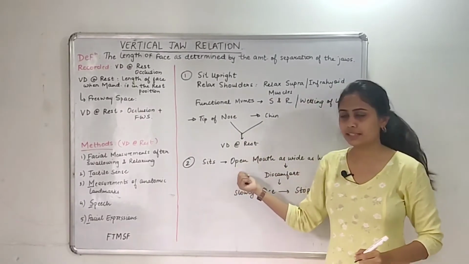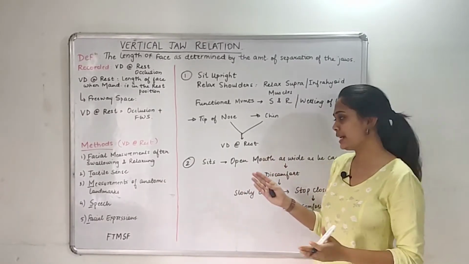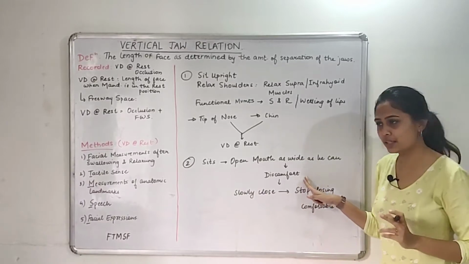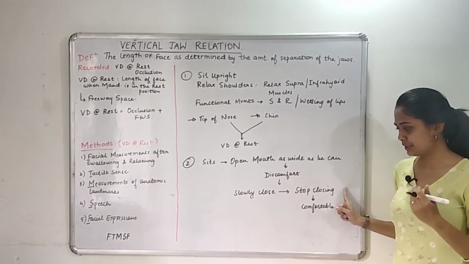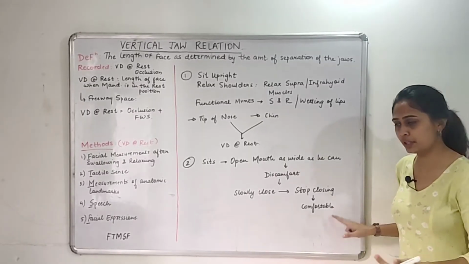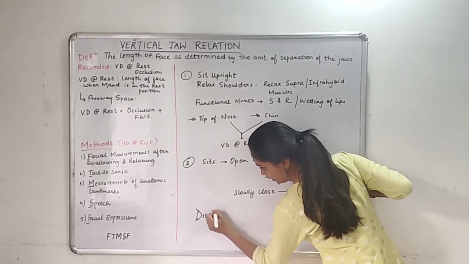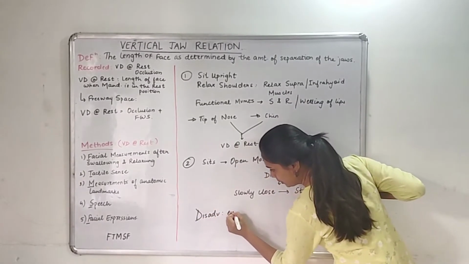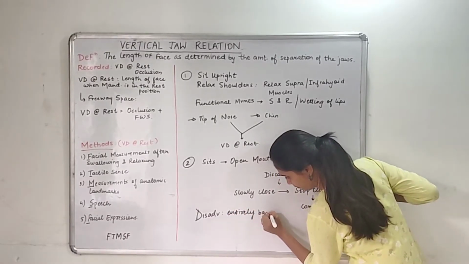The second was tactile sensation, where the patient sits. We ask the patient to open the mouth as wide as he can. Then the patient will feel discomfort, and when we ask the patient to close the mouth slowly, the patient starts closing and at a certain distance will feel comfortable. The disadvantage here is that it is entirely based on the patient's perception.